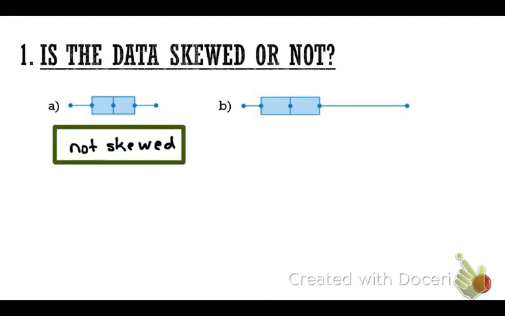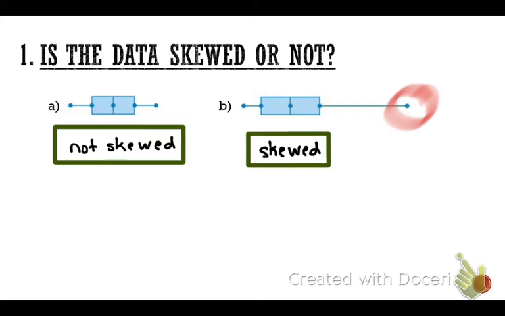What about problem B? Definitely skewed. Why do we say that that is skewed? One whisker is long. One whisker is way longer. So what that means is whatever this is out here, that's our outlier. It's the number that's way bigger than the rest of the data set.